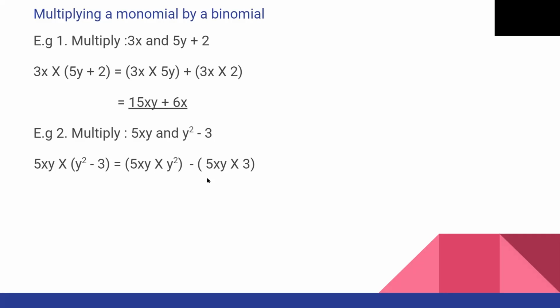Now start the second symbol bracket. Again 5xy we have to multiply with the second term 3. So the second bracket is 5xy multiplied by 3. Now simplifying, here the coefficient is 5, then x also one time, y multiplied by y square will be y cube. So it is 5xy cube. Here the minus sign is there, so put the minus sign. Then in the second bracket, 5 threes are 15, then xy. So it is 15xy. So the answer is 5xy cube minus 15xy. I have underlined it together as the answer.